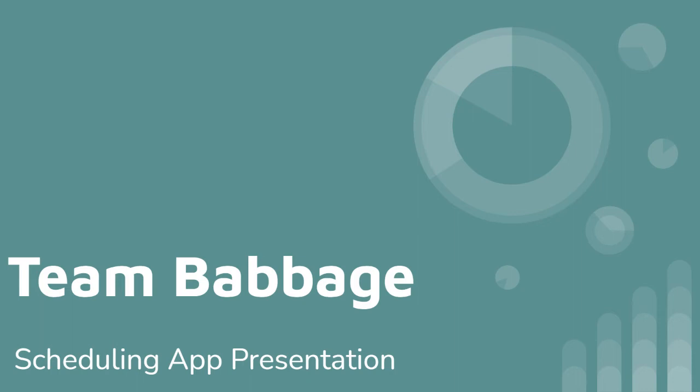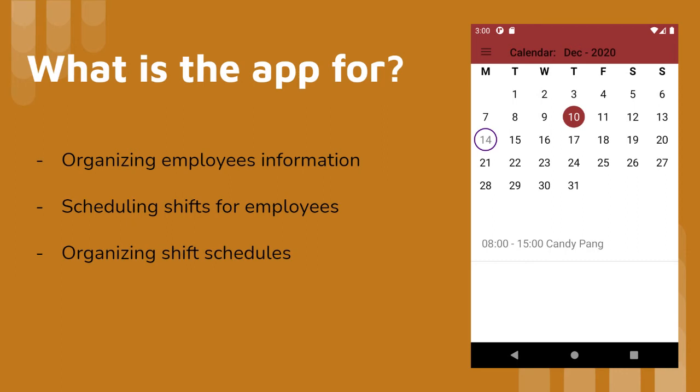Today I'll be talking about the scheduling app that we've created, its features, how to use them, and future plans to complete the project. So this application is used for storing and organizing employees' information. Some attributes include their contact information and their rank at the store. We'll see more about that later. This application also schedules and organizes shifts for employees by time and date, and there'll be more on that later as well.